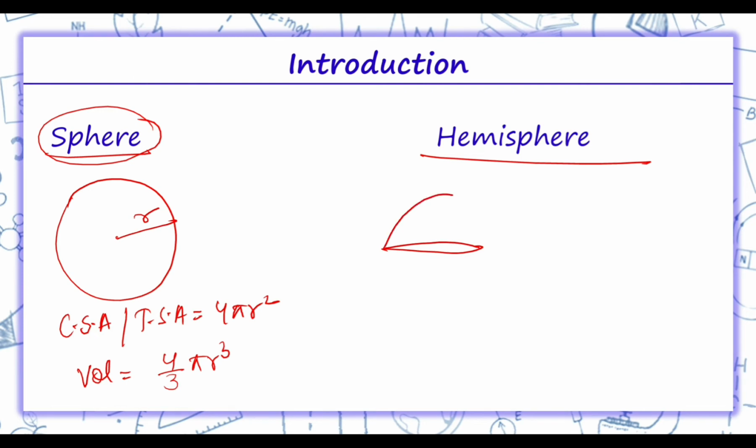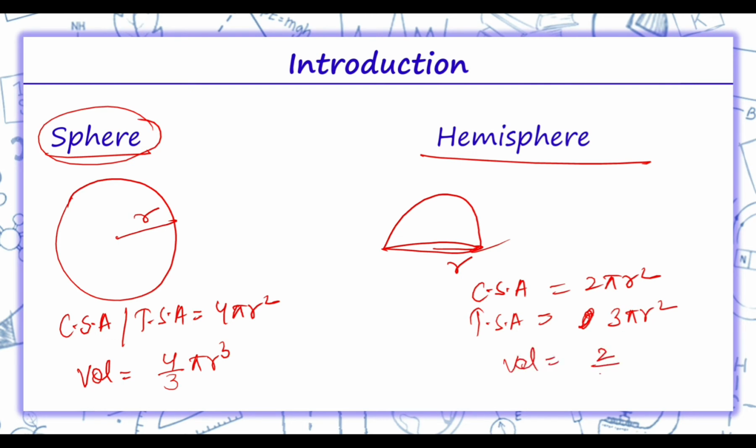Hemisphere is the half of the sphere whose radius is r. So its curved surface area is 2 pi r square. Total surface area, in which the base area is added up, becomes 3 pi r square, and volume is equal to 2 by 3 pi r cube.